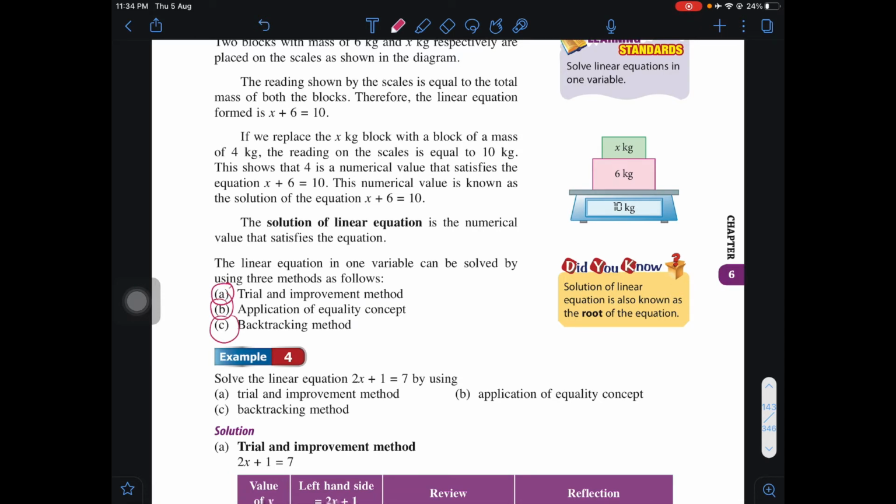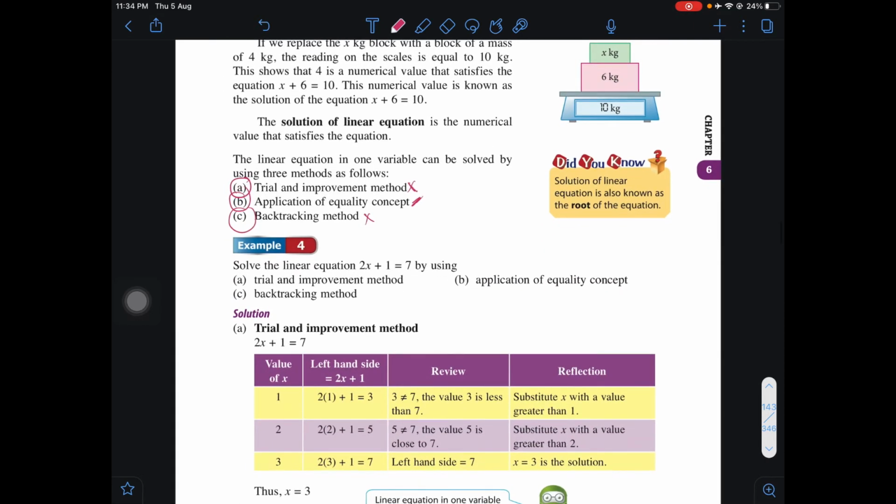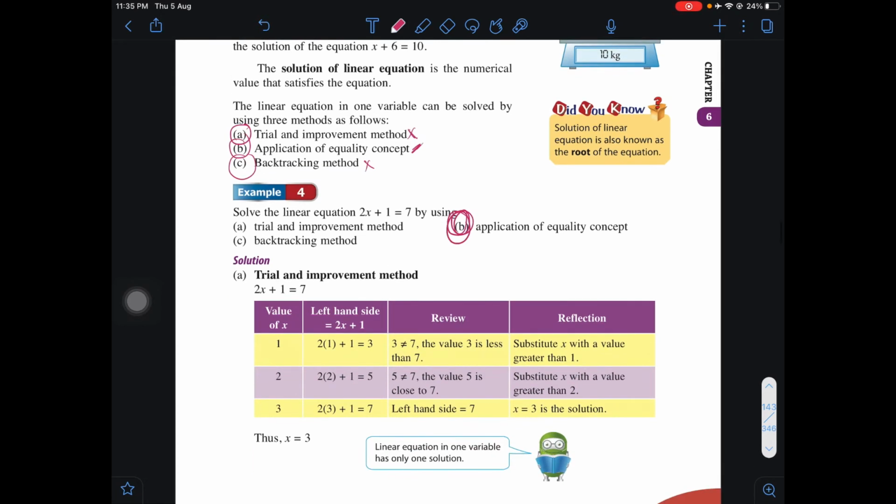So I suggest that you use the second method. Because jarang-jarang orang guna trial and improvement method dan juga backtracking ni. Macam jarang lah. So I will only teach application of equality concept because ini yang selalu orang guna. Even sampai Form 5 pun, they will use this method. Teacher akan ajar juga awak basic tu macam mana, macam mana nak buat method tu. But I will only use this one. Firstly, teacher akan ajar dulu macam mana nak buat.